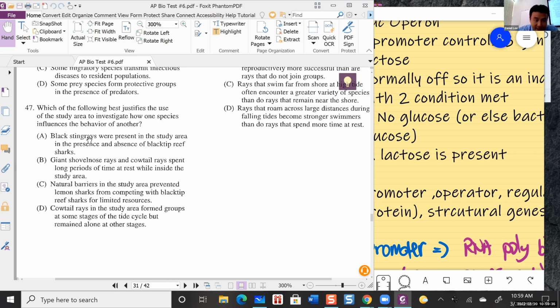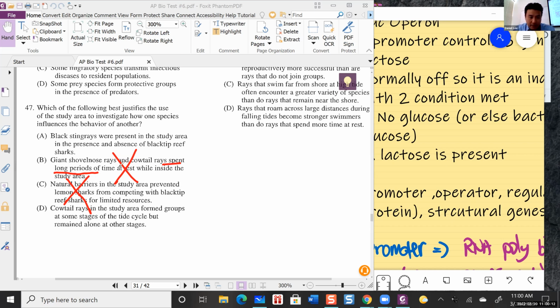A, black stingray were present in the study area in the presence and absence of reef sharks. Giant rays and cow rays spend longer periods of time at rest while inside the study area. Now we don't have this information, how much time they spend resting. Natural barrier in the study area, we don't know, there's only low tide. Cowtail rays in the study area form groups in some stages of the tide cycle, but remain alone in other stages. I don't think we have that data either.